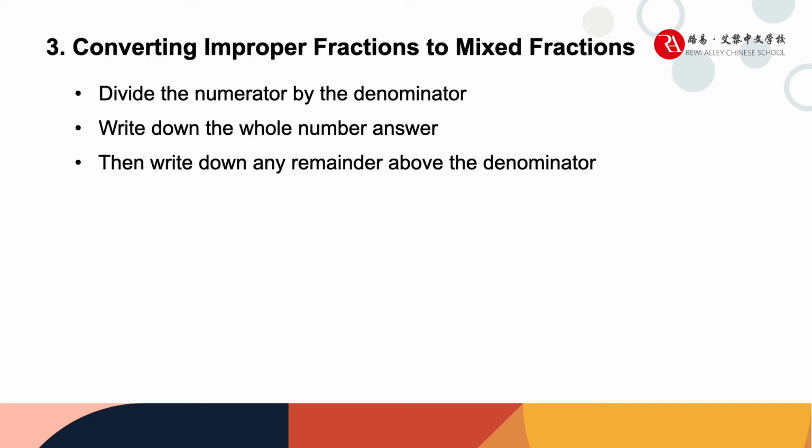Firstly, converting an improper fraction to a mixed fraction. In general, it can be done by 3 steps. First step, divide the numerator by the denominator. Step 2, write down the whole number answer. Step 3, then write down any remainder above the denominator.